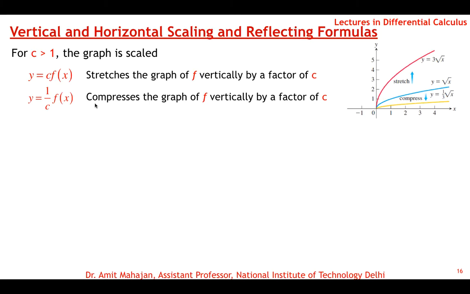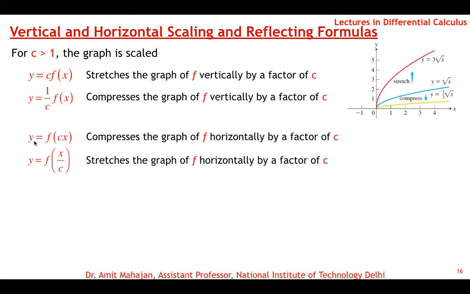And if I multiply with 1 by 3, c less than 1, then it will compress the graph vertically. So if I multiply with 1 by 3 to this root x, then it will compress the graph vertically. So this yellow curve is for 1 by 3 root x.